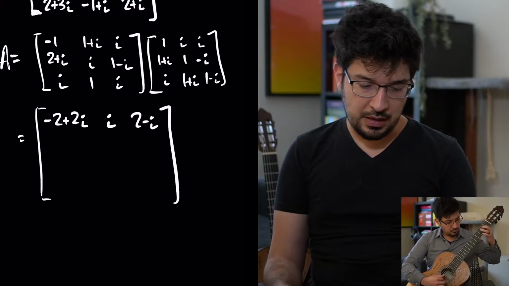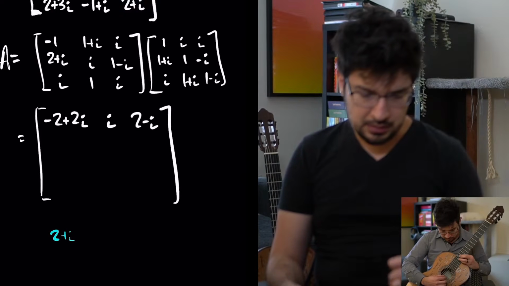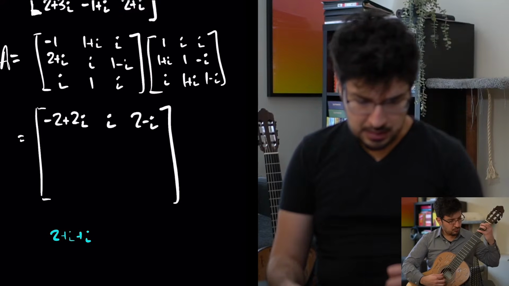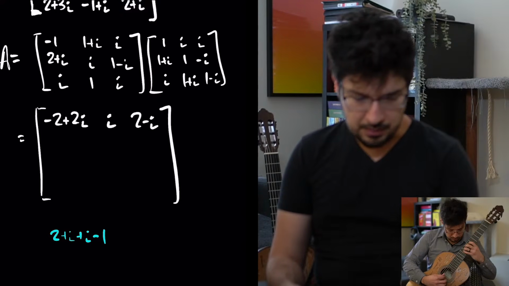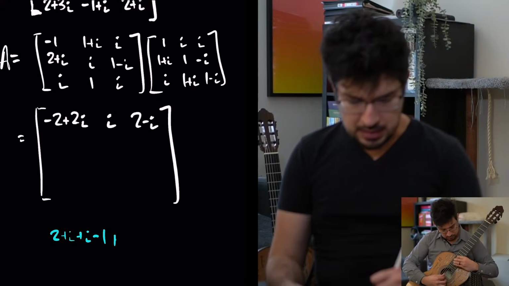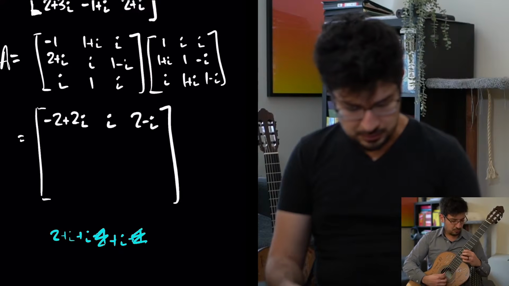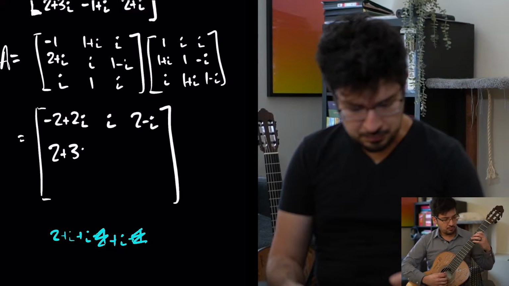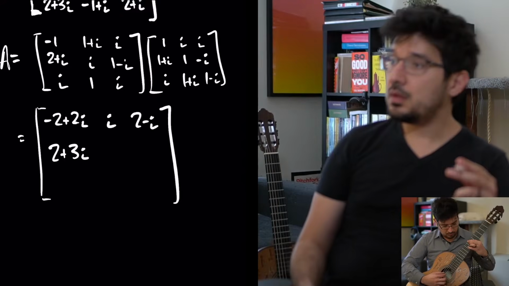Then we have 2 plus i plus i, 2 plus i plus i plus i squared plus i minus i squared. 2 plus 3i in that term. Yeah.